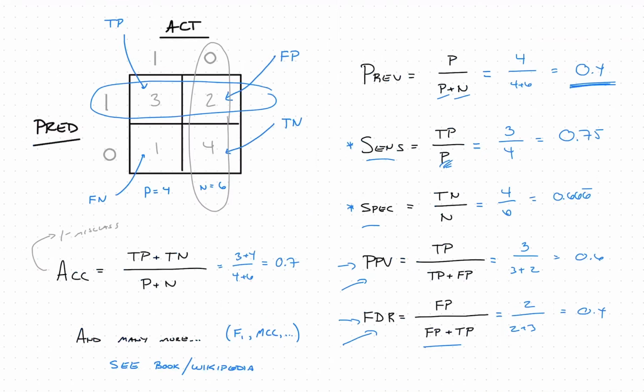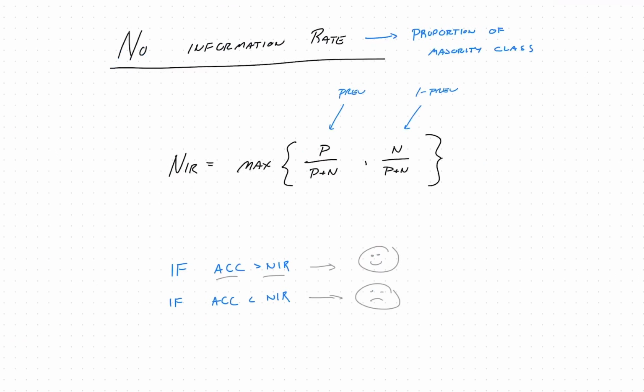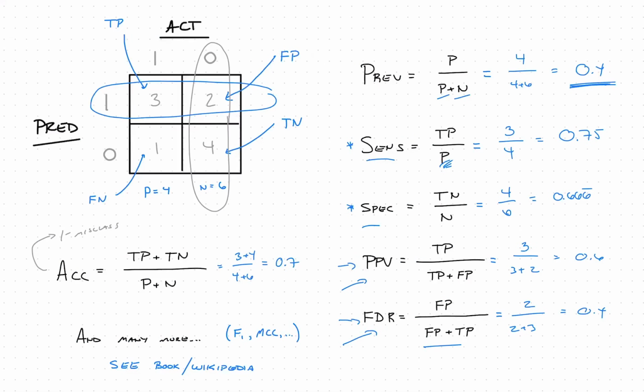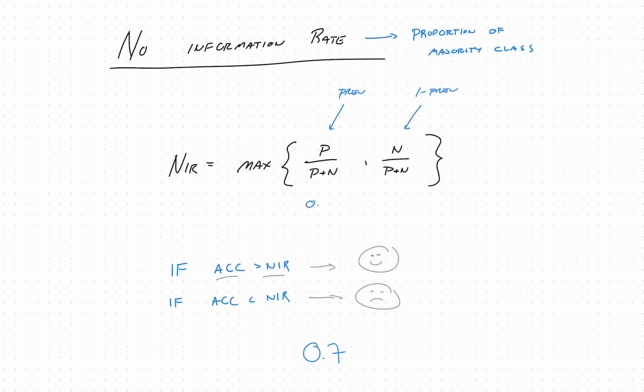So if we look back here, our accuracy was 0.7 with this little thing I developed, and our prevalence was 0.4. So that would mean 0.4 here and 0.6 here, the max of which is 0.6. Okay, so our accuracy was bigger than our no information rate, so that classifier that I made up was reasonable.